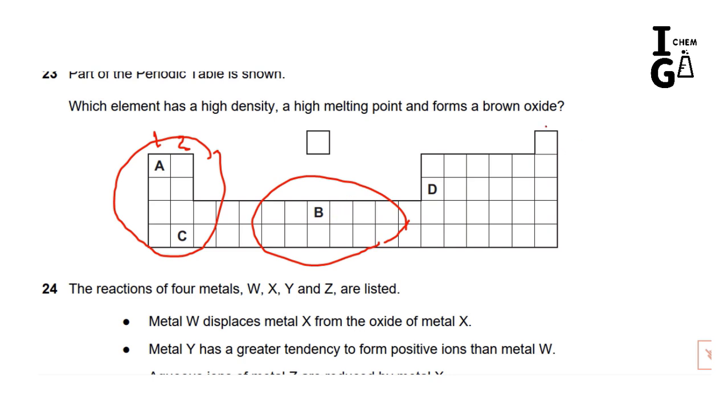And by the way, this B also forms a brown oxide. So this is iron actually. This is the position of iron, Fe. So the brown oxide is iron oxide, which is iron rust. So the correct answer should be B. Okay, guys, this is B as correct.